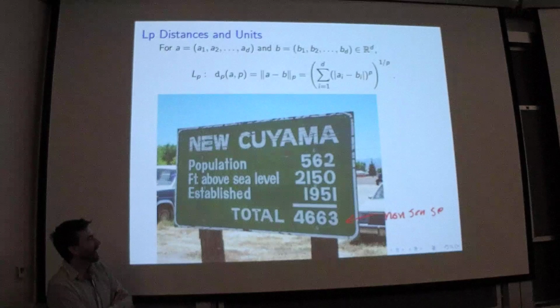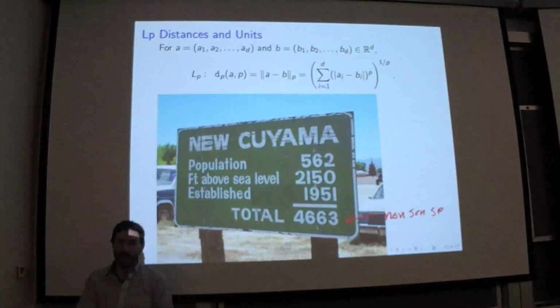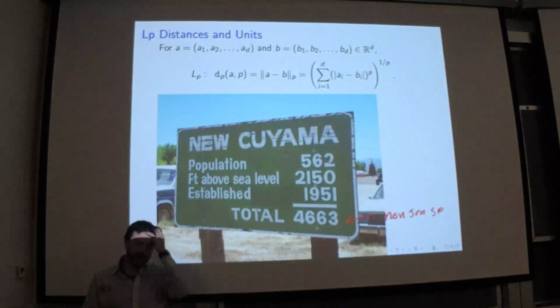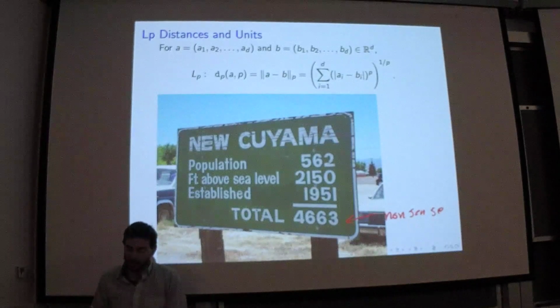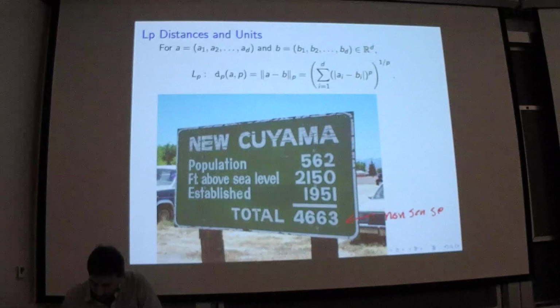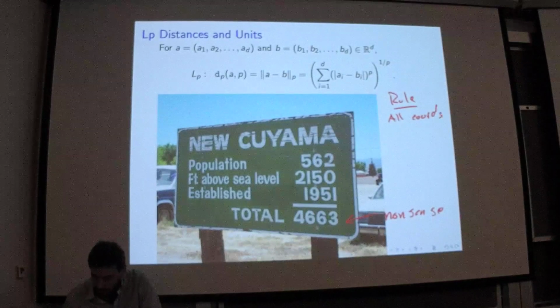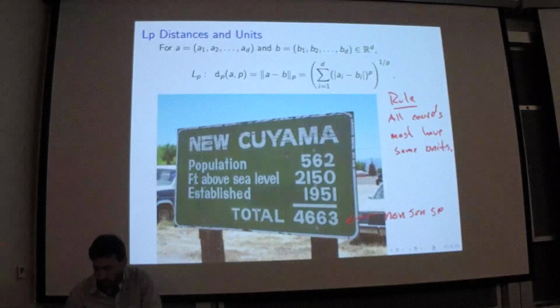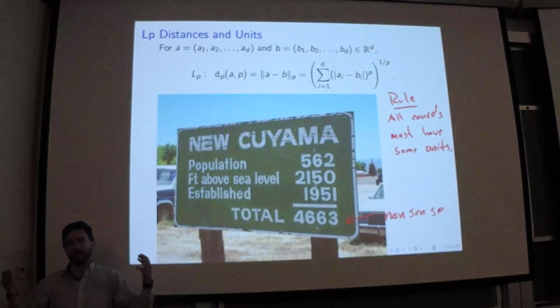All right, so I have this picture in mind. If you're using an LP distance, the rule is all the coordinates must have the same units. They should at least have the same units.